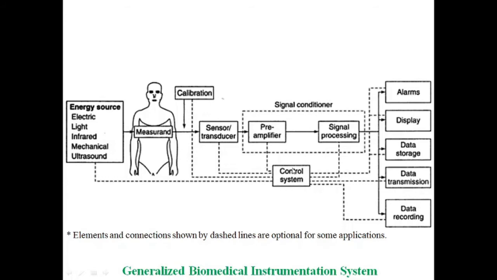And the last block required, which is a very essential block, is called the control system. The control system has overall control over all these blocks, for coordination purposes. The elements and connections shown by dashed lines are optional for some applications. They are not required for all applications, and this is the generalized block diagram of the instrumentation system.